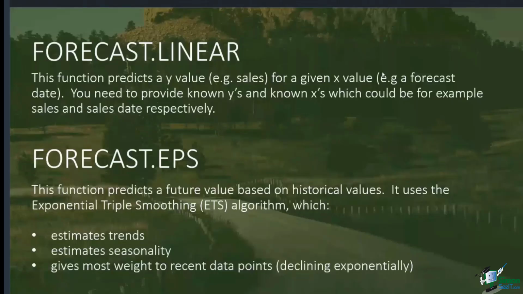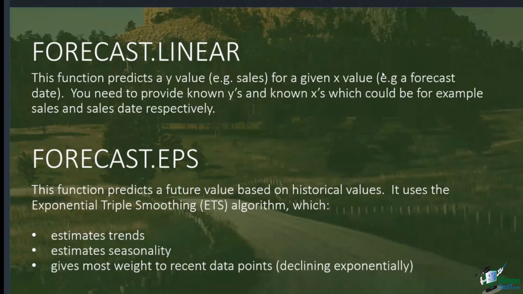Now, when it comes to forecast functions in Excel, there are two main ones that you're probably going to utilize most frequently. The first one is FORECAST.LINEAR. Now, I've got a little description under there, and I am very well aware that just explaining it or saying this description doesn't really give you an idea of what it does. So we are going to jump into an example in a moment. But basically, this function predicts a Y value, so something like sales, for a given X value. So that might be a date. And what you need to do is provide the known Ys, so the known sales, and also the known Xs, which might be the known dates.